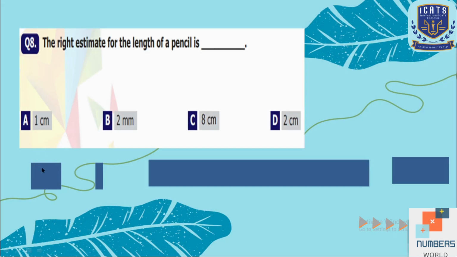So 1 centimeter is of this size, 2 millimeters is smaller than 1 centimeter. 8 centimeters is of this size, and 2 centimeters. So if we just make an estimate, the pencil will be around 8 centimeters. So C is the correct option over here.